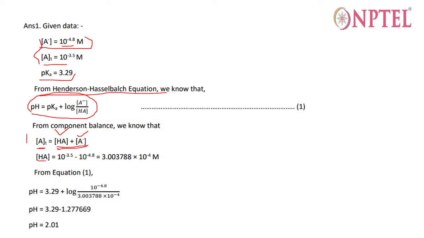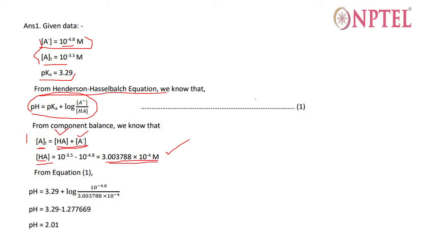So we will write HA equals 10 to the power minus 3.5 minus 10 to the power minus 0.48. I'm just rearranging this equation and I'm getting what is the value of HA. So I can calculate the HA value, that is nothing but 3.003788 into 10 to the power minus 4 molar.